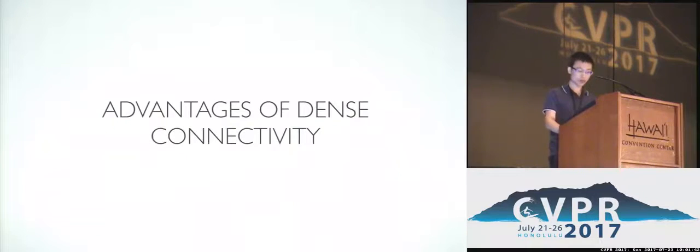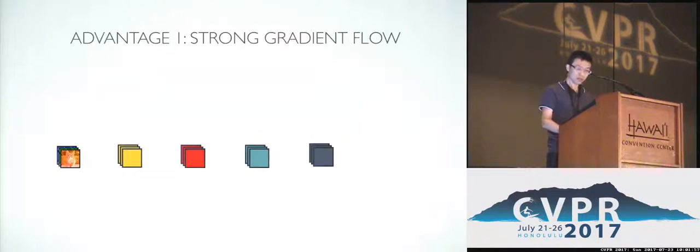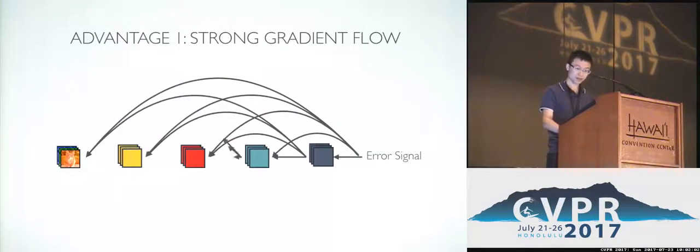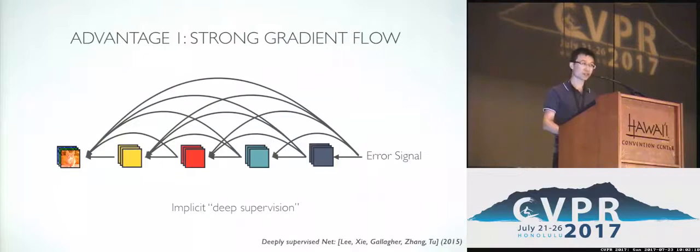You may wonder, we already have the amazing ResNet architecture, why do we bother to use another network architecture? Here we summarize several prominent advantages of DenseNet. The first clear advantage is that in a DenseNet, the error signal can be easily propagated to earlier layers more directly. This is a kind of implicit deep supervision, as earlier layers can get more direct supervision from the final classification layer.